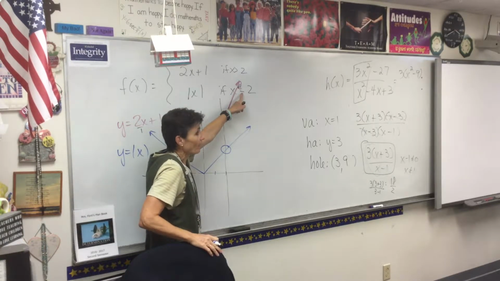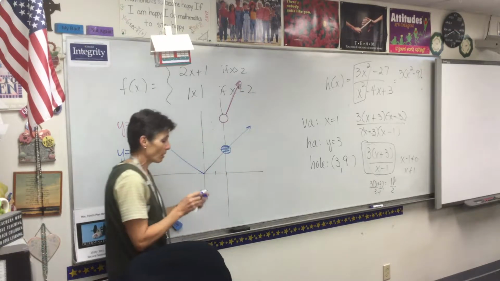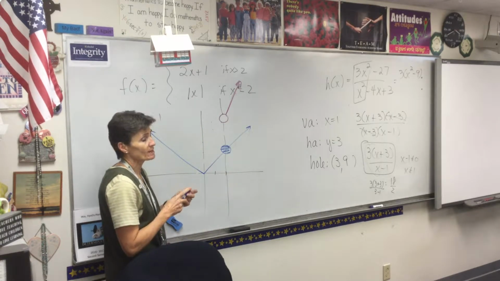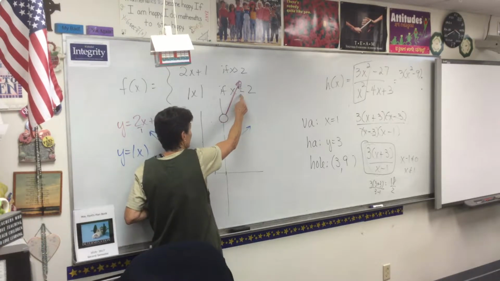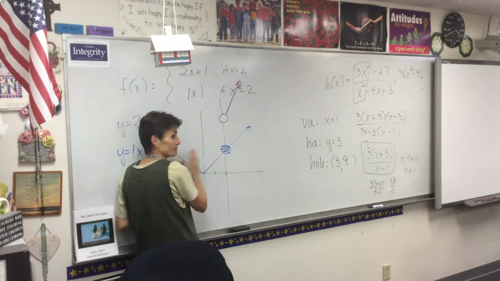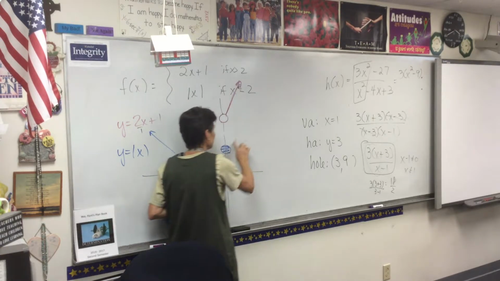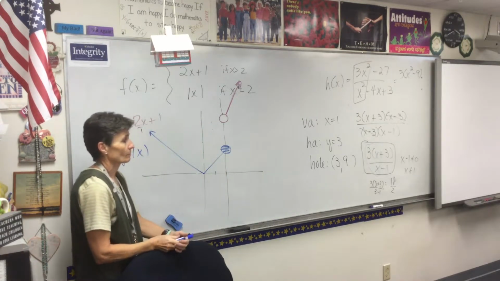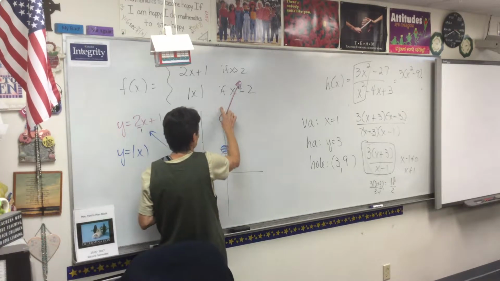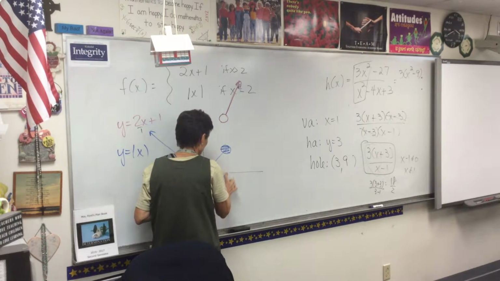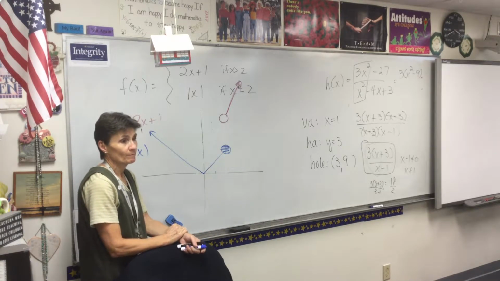Closed dot or open dot? Closed. I'm going to erase part of the curve. I always erase part of the picture. In this case, I want to keep the less than part, so I'm going to erase that part, and that's my answer. If you really want to look good, you'll go ahead and erase that line. And that is your piecewise function.